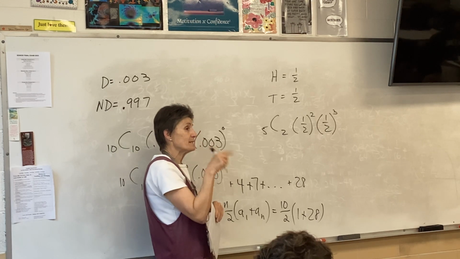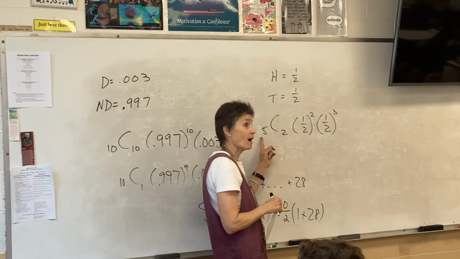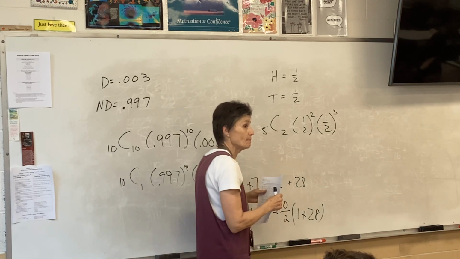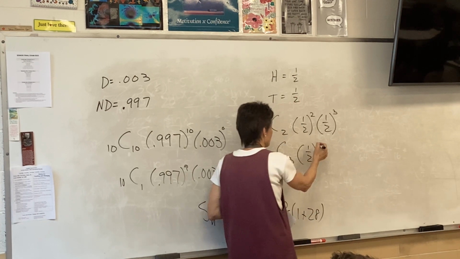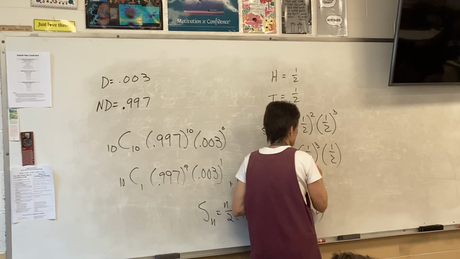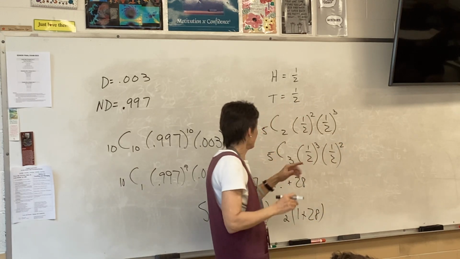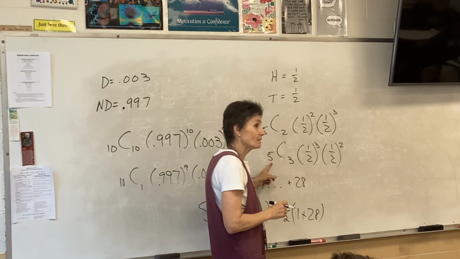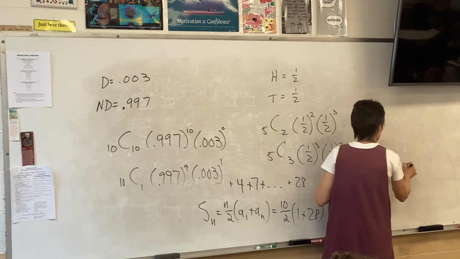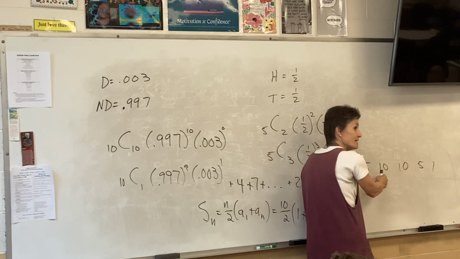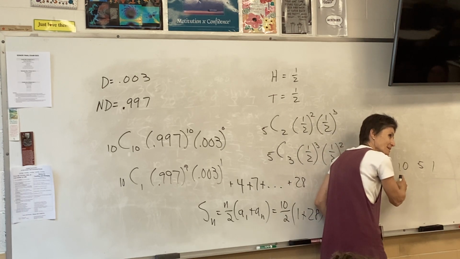Now, if you did this problem from the tails standpoint, I did it from the heads. I said 5 tosses, 2 heads. If I did it from the tails, it would be 5C3, 3 tails, 2 heads. But remember, Pascal's triangle, which is where these numbers come from, is symmetric. So if we looked at the 5th row, this is 5C2, and this is 5C3.